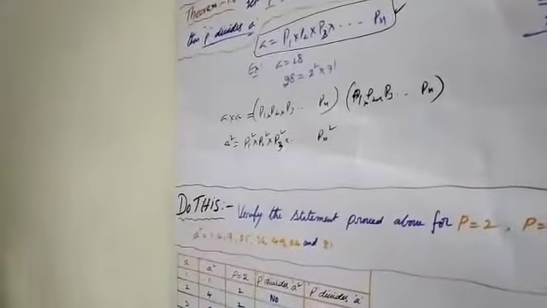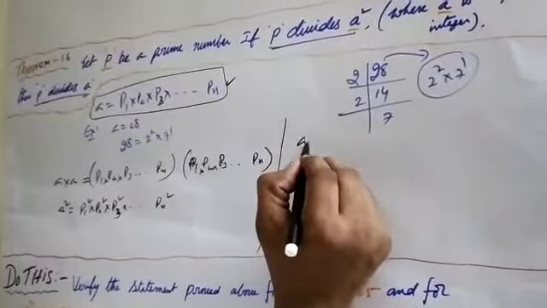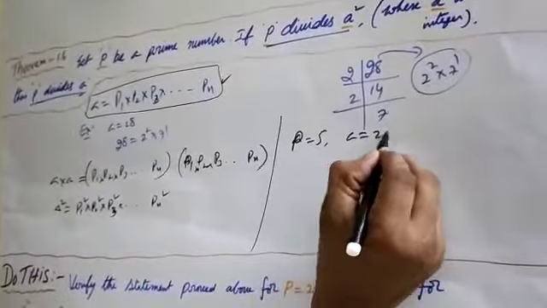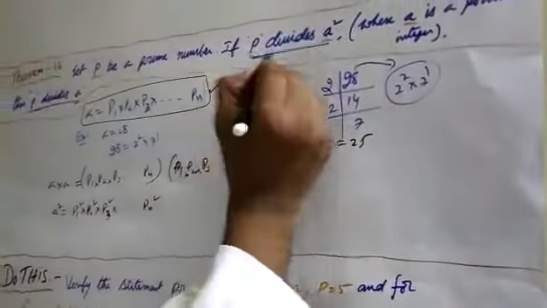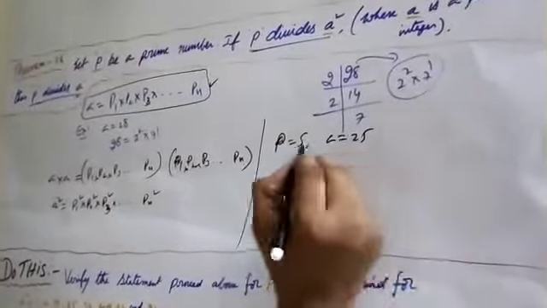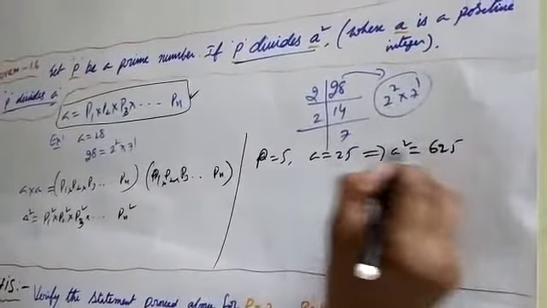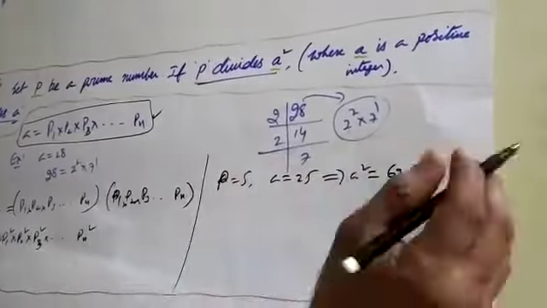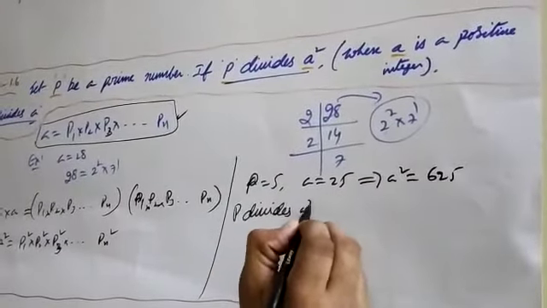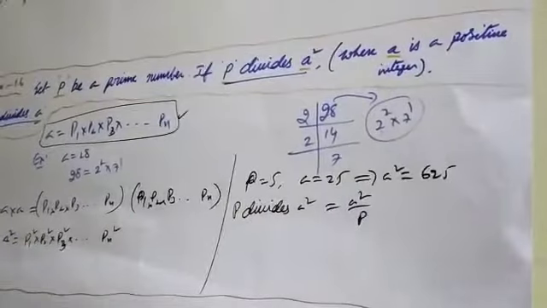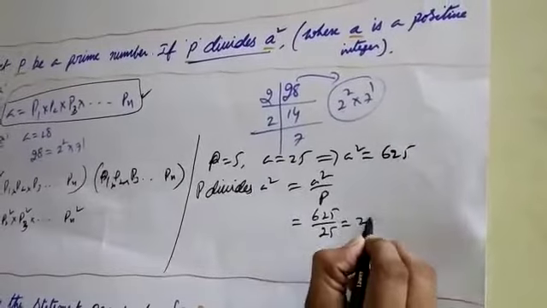Like, see, for example, let's take P is equal to 5, A is equal to 25. What is P divides A square? A is equal to 25, A square is equal to 625. Yes or no? 25 square means 625. See, P divides A square, that means A square by P. What is A square? 625 divided by 25, that means 25.